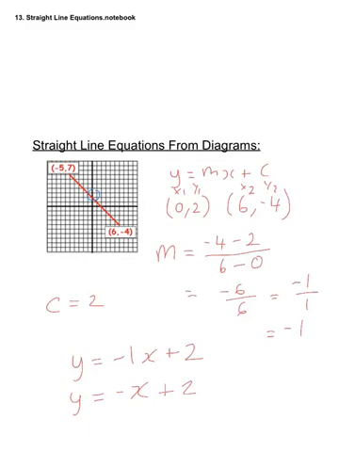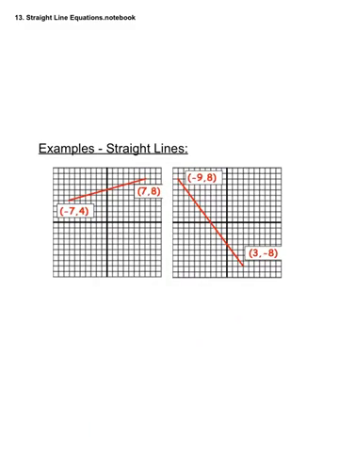Okay? Here are a few examples for you to have a look at. The first one will have a positive gradient because it's sloping up from left to right. The second one will have a negative gradient, so it'll be sloping down from left to right. Okay, pause the video now. I'll give you the solutions in just a couple of seconds.